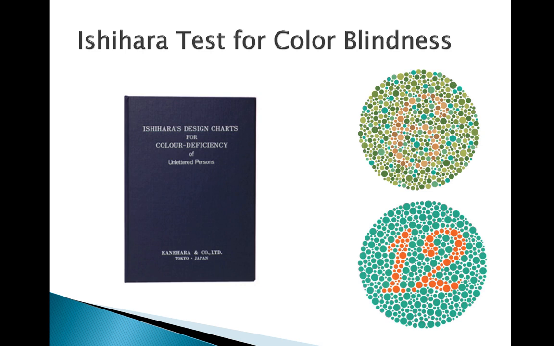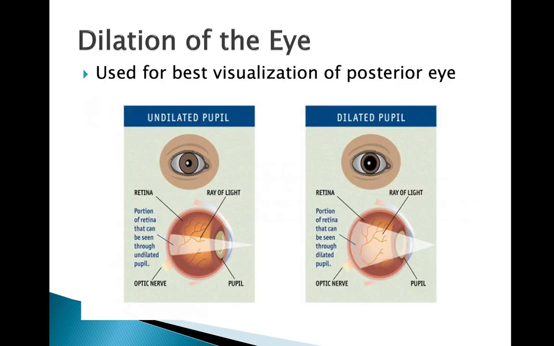You can also do it on the Snellen eye chart, where there's usually a red line and a green line, and you can ask them, what color do you see here? What color do you see here? That's a smaller version of a colorblind test. This is the more in-depth version.